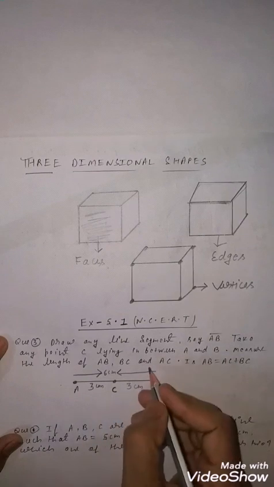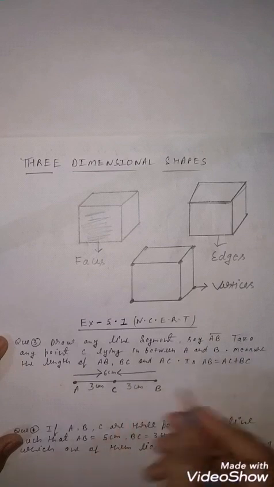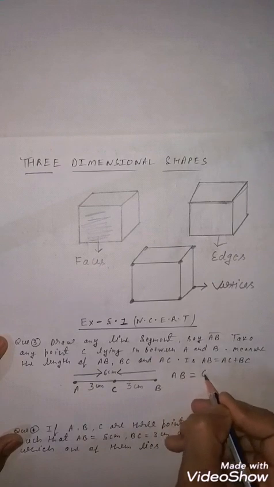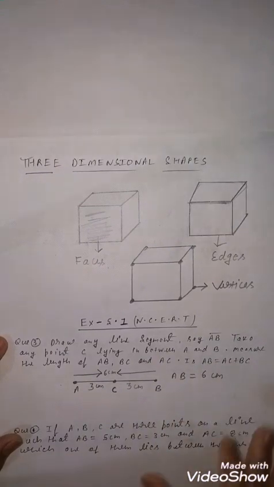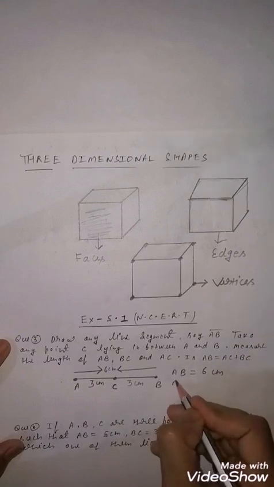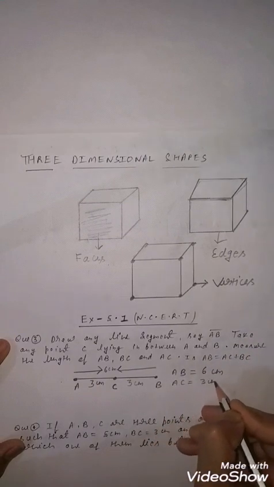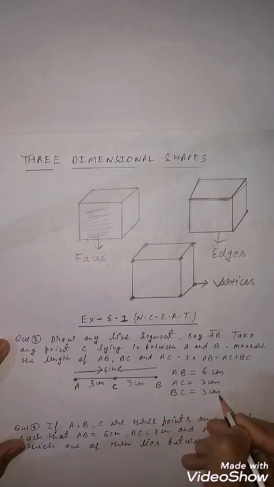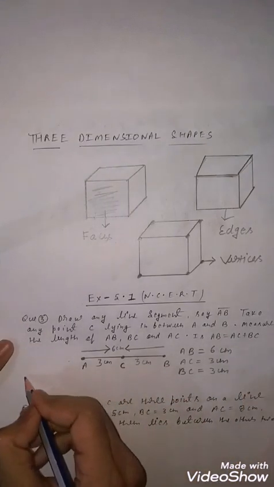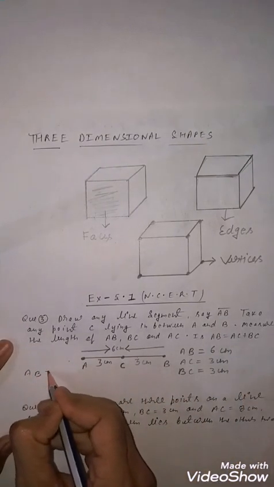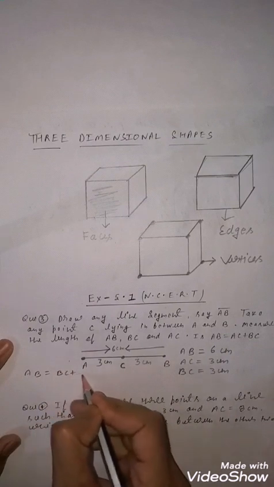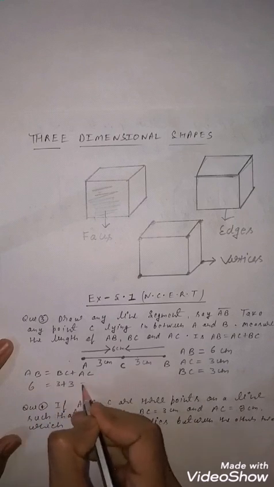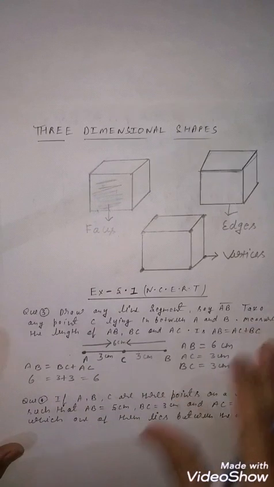So what is given? Is AB equal to AC plus BC? Now you can see the total length AB is 6 centimeter. AC, you know, is 3 centimeter, and BC is also 3 centimeter. So here you can say AB equals BC plus AC, means this is 6 and this 3 plus 3 also will be 6. Clear, students? So by this you can solve this question.